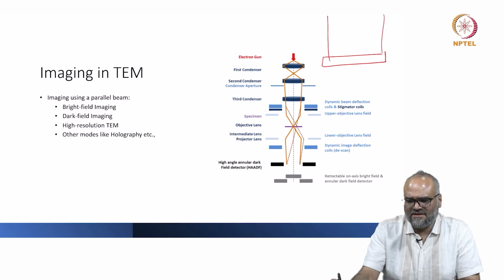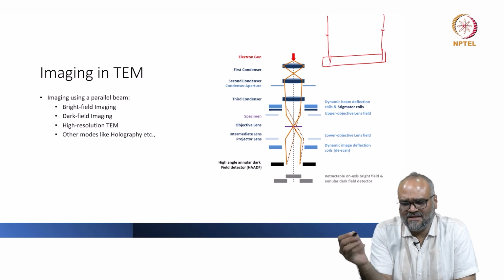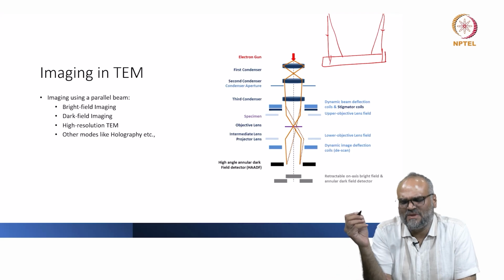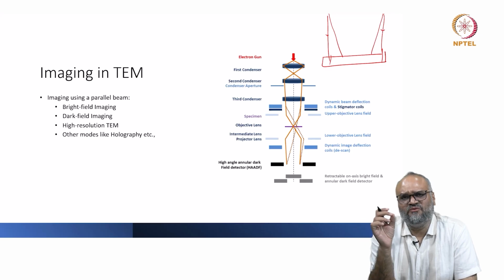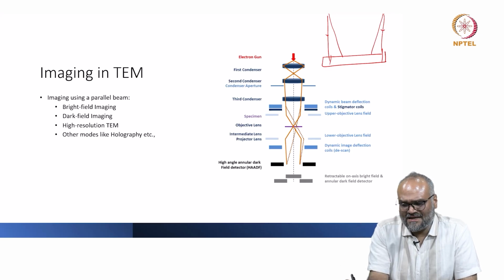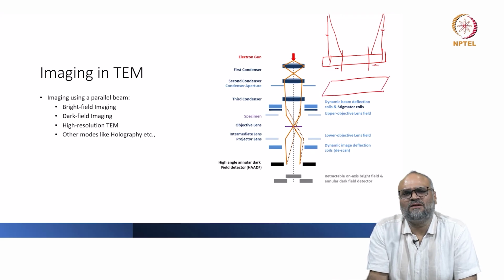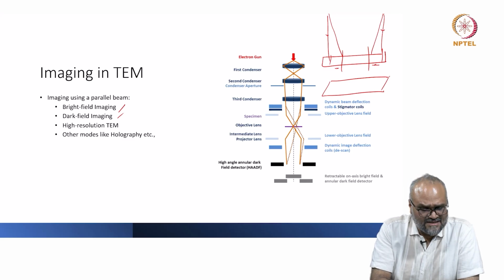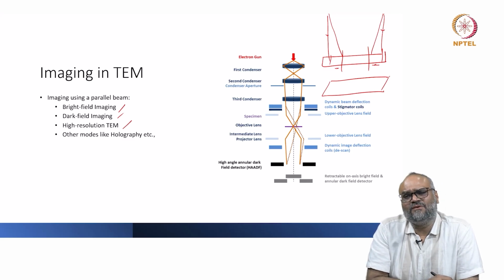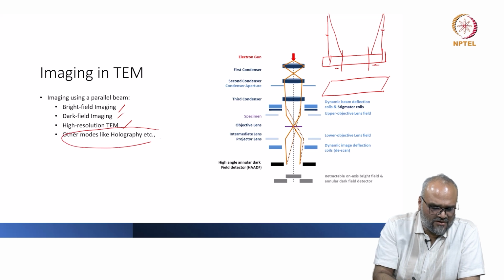So when I have a large portion of the specimen interacting with an electron beam, I can call it imaging in a parallel beam, or I could have some special techniques where I converge the beam at a specific angle. But the idea here is I'm not forming a probe, and the entire area of interaction is being collected on the fluorescent screen or your detector at one go. In this mode of imaging, you commonly have bright field imaging, dark field imaging, high resolution TEM, and if you have the attachments, you have other special modes like electron holography and so on.